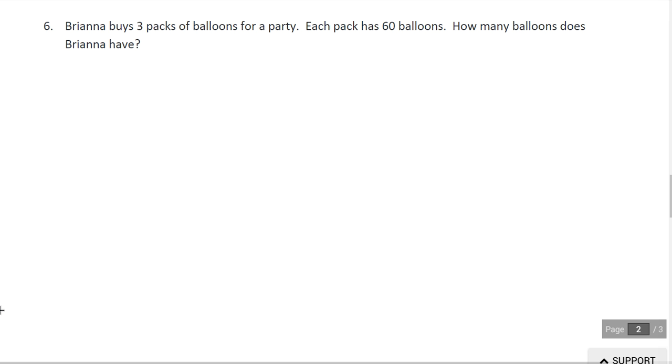Alrighty, Brianna buys 3 packs of balloons for the party. Each pack has 60 balloons. How many balloons does she have? So there's our question here. How many balloons does Brianna have? That's what we want to figure out.